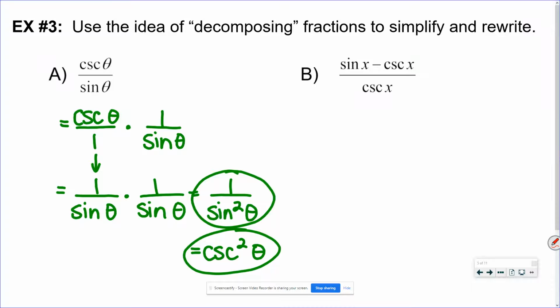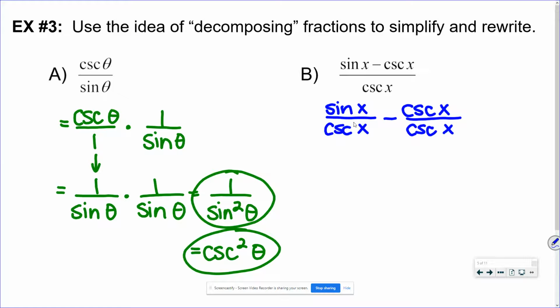Let's look at one more of those decomposing fractions questions. So example B, I can decompose this fraction. It's just going to look a little different than this one back here because I've got more stuff, okay? So when you have a fraction with only one term in the denominator, what you're allowed to do is break it up and say that this is equal to sine over cosecant minus cosecant over cosecant. Okay, and that's just kind of using rules for fractions.